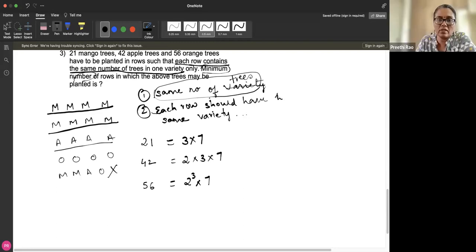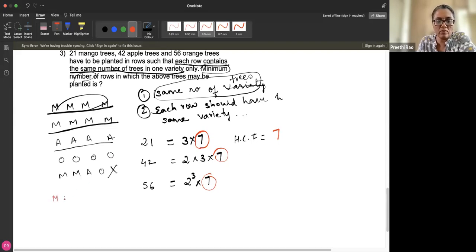Yes. So we know that we are talking about factors because the trees have to be broken down into the same groups. So we are looking for the highest common factor. When we calculate the highest common factor, we write only those factors which are common for all three of them. 7 is the common factor. So we know that the mango trees are going to be planted in groups of 7.